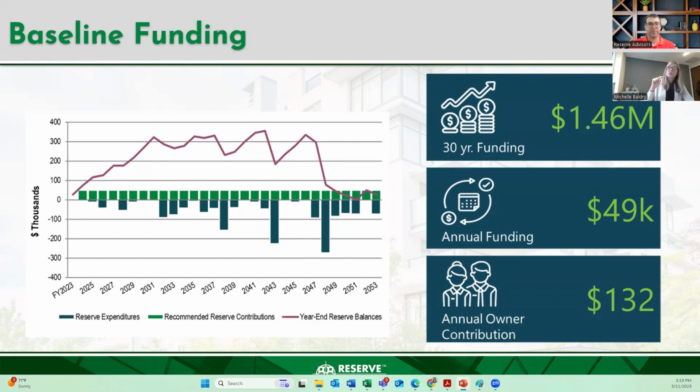We don't want reserves to be seen as funds tucked away for a potential disaster. That's not the case. It's money that's intended to be spent to maintain your community. So baseline funding is bringing the balance down as we're driving down and finding that critical year, it's bringing your balance down to zero. And that's essentially what baseline means. Baseline is zero, right? So in this example, that funding scenario equates to annual funding of $49,000 per year, which equates to $132 per homeowner.